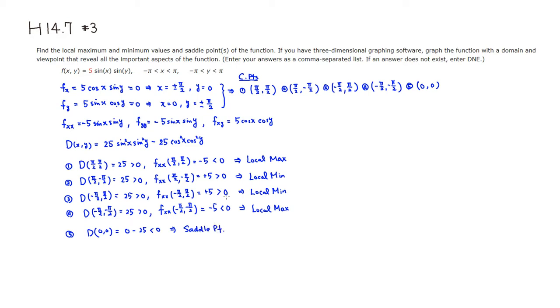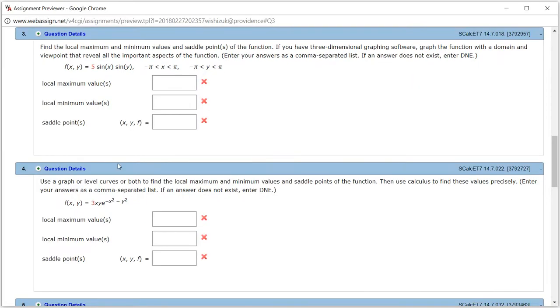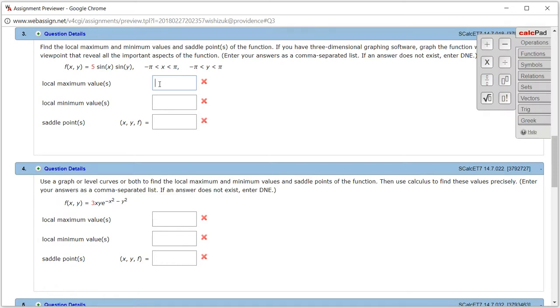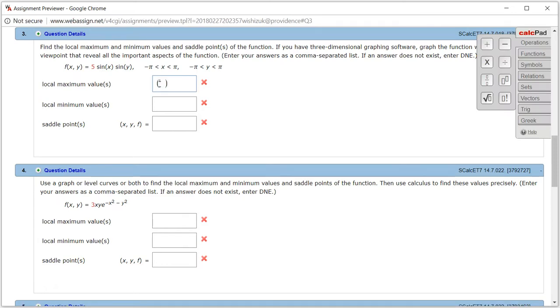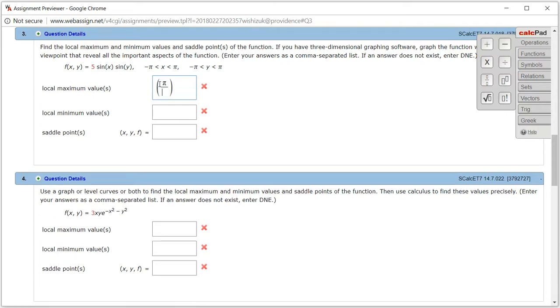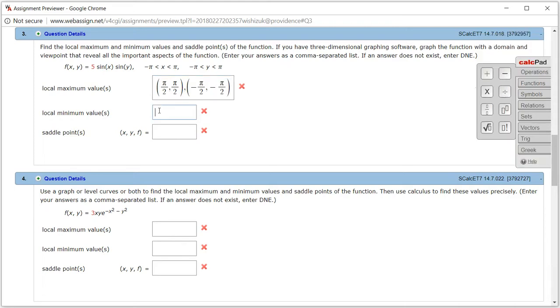Alright, so let's see. When you have different signs, then we're going to have a local minimum. And when we have positive, positive, or negative, negative, you're going to get the local maximum. So let's type it in. Maximum value. When we have the same sign, say pi over 2 comma pi over 2, or negative pi over 2 comma negative pi over 2, you get a maximum.